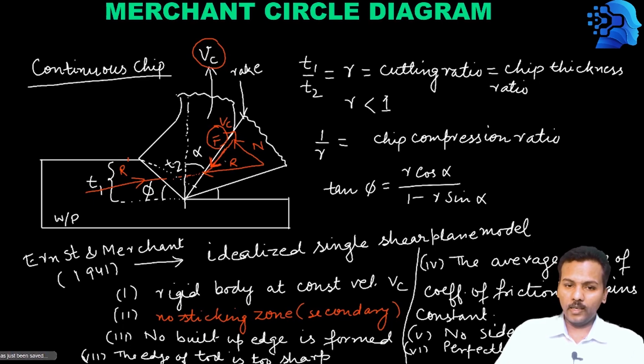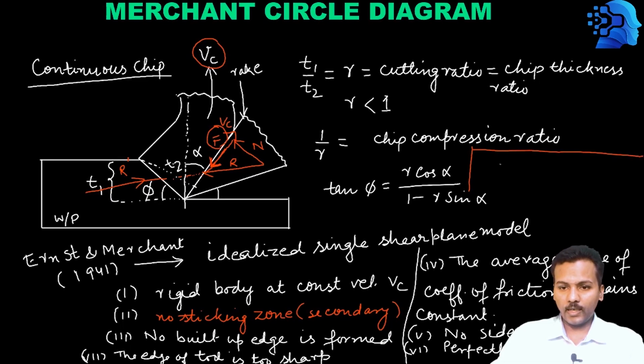Whenever there is a frictional force, the relationship between the frictional force and the normal force is the coefficient of friction. So the coefficient of friction mu equals F by N, and this angle is known as the friction angle. Suppose this angle is lambda, then the relationship F upon N can be written as tan lambda.